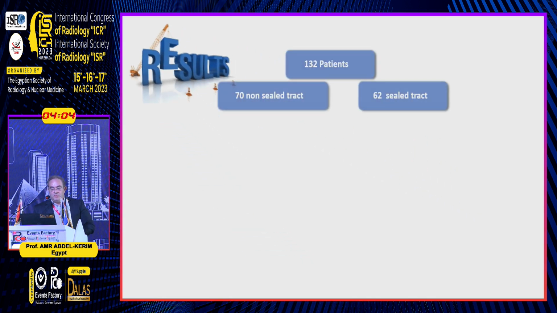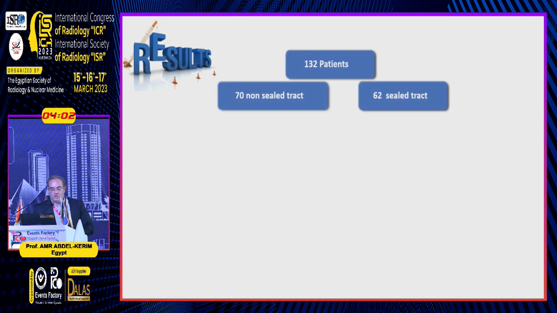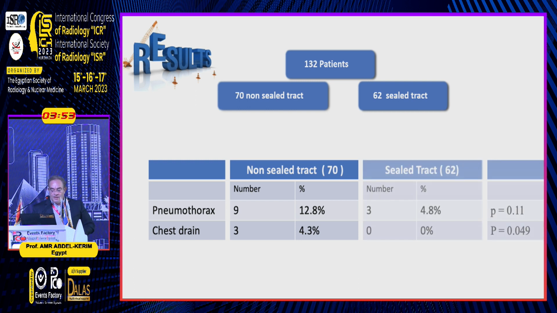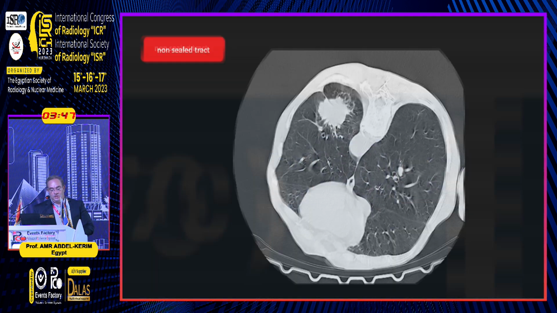During the study period, there were 132 patients, 70 with non-sealed tract and 62 with sealed tract. We got pneumothorax in around 13%, and a chest drain was inserted in 4%. With the sealed tract group, the rate of pneumothorax fell to 4% or 5%, and a chest drain was not necessary.